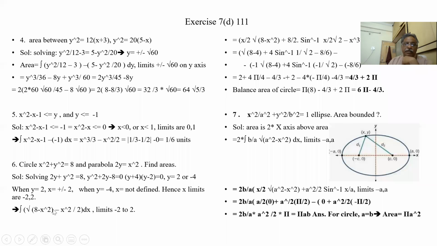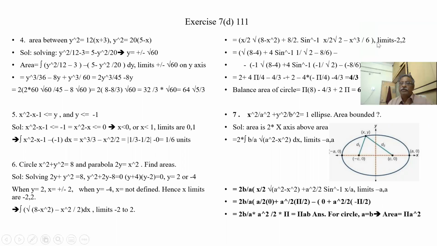So I can separate it into two integrals: integral of root of 8 minus x square dx minus integral of x square by 2 dx. So I am separating it into two parts. The first part is root of 8 minus x square, which is root of a square minus x square. So x by 2 square root of a square minus x square plus a square by 2 sine inverse x by a. This is the integration of the first part.